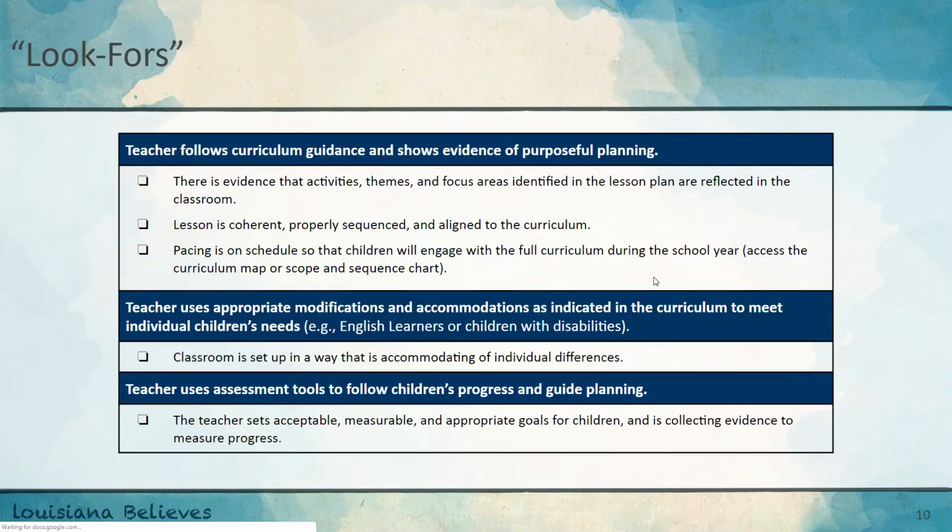And the last element: the teacher uses assessment tools to follow children's progress and guide planning. The teacher sets acceptable, measurable, and appropriate goals for children and is collecting evidence to measure progress. I know in our classrooms in Louisiana, we use GOLD to measure children's progress. So making sure that the teacher is collecting that evidence for GOLD.